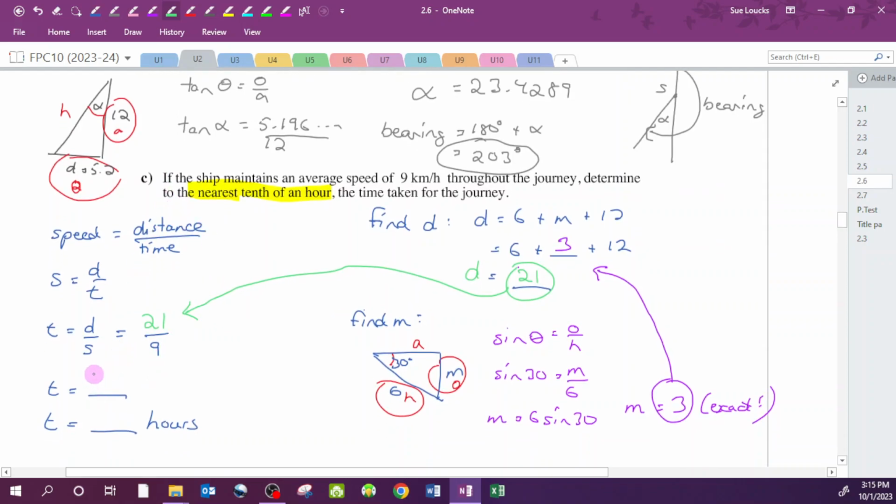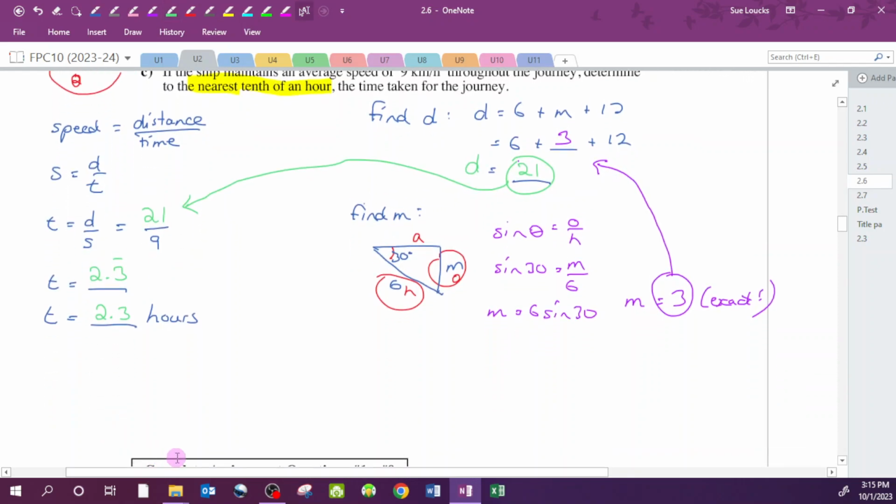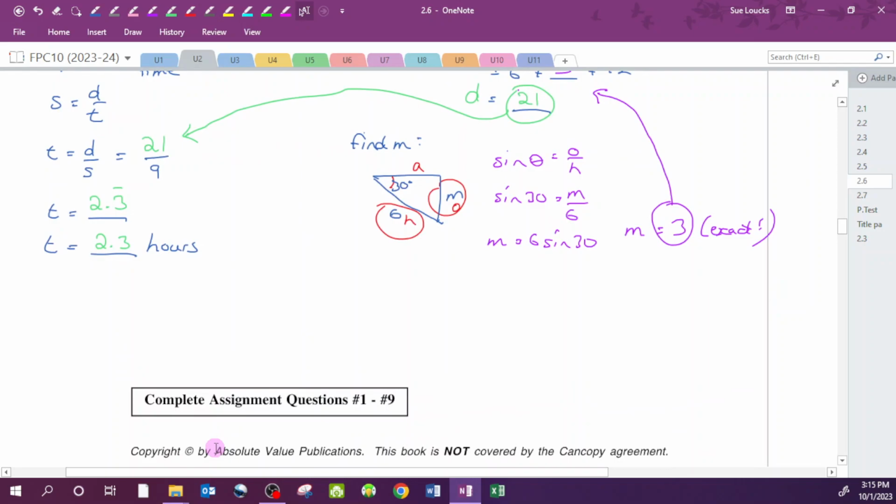And if I put that in my calculator, I get 2.3 repeating. 2.3 repeating is not the answer rounded to the nearest tenth of an hour. That is 2.3, okay? Repeating is not rounded, all right? Okay, that is it. That's the end of this. There's one more lesson in trigonometry, but this is the end of lesson 6. All right, okay, bye.